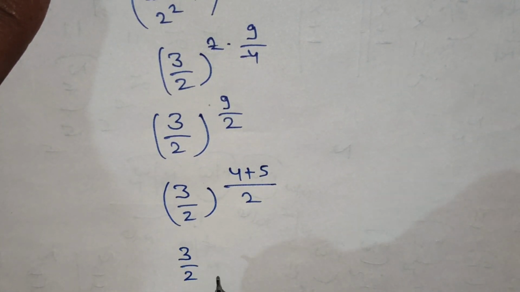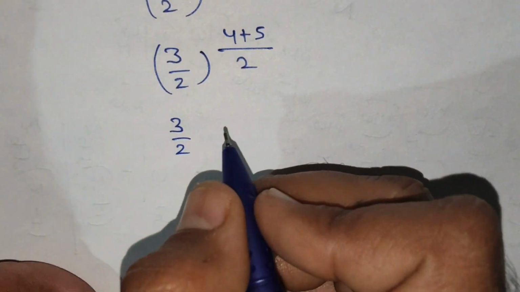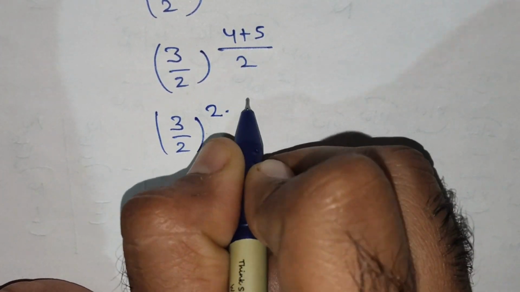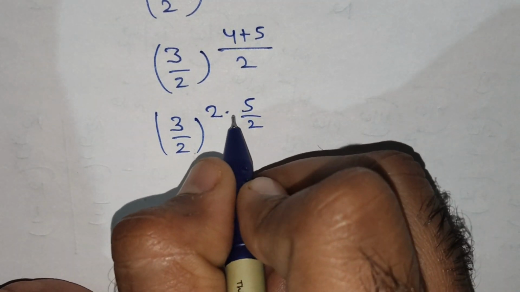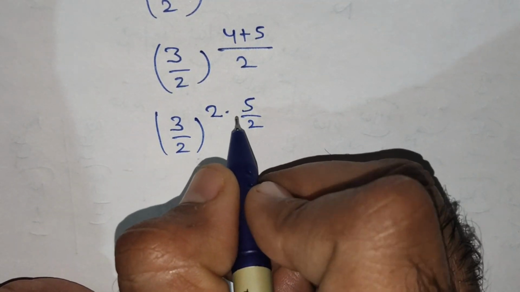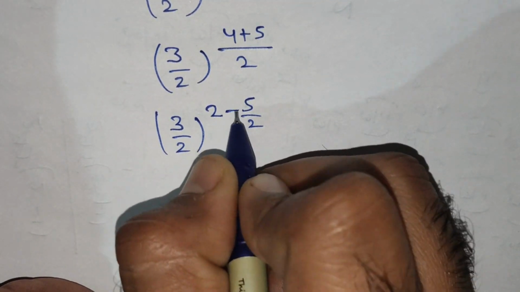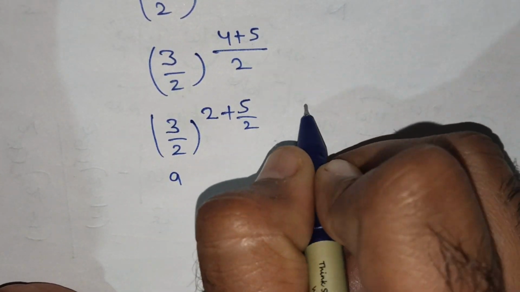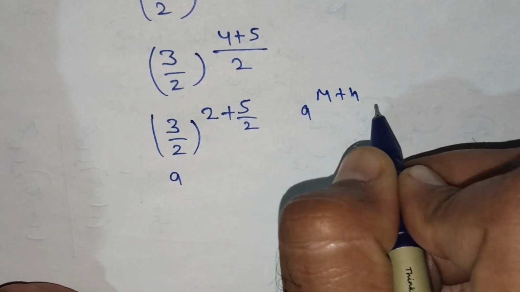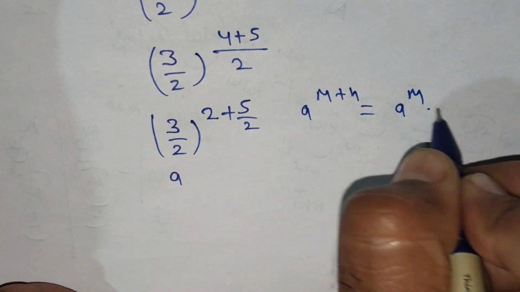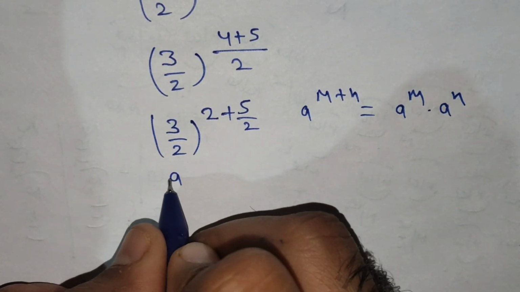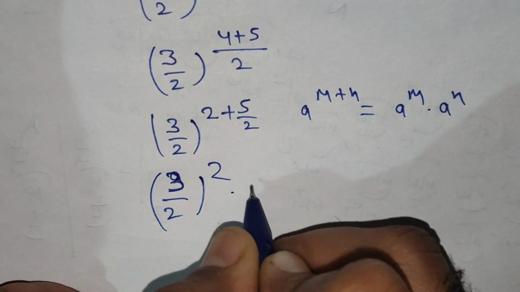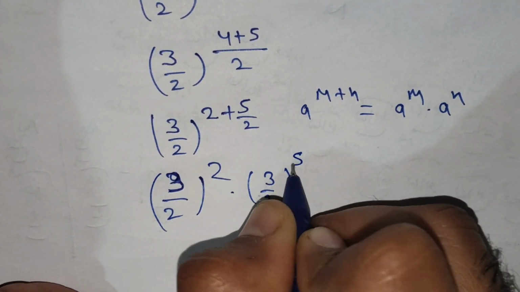Now 3/2, 3/2, 4/2 means 2, 5 to the power 2. a to the power m plus n equals a to the power m dot a to the power n. Now (3/2) whole squared, (3/2) to the 5 to the power 2.